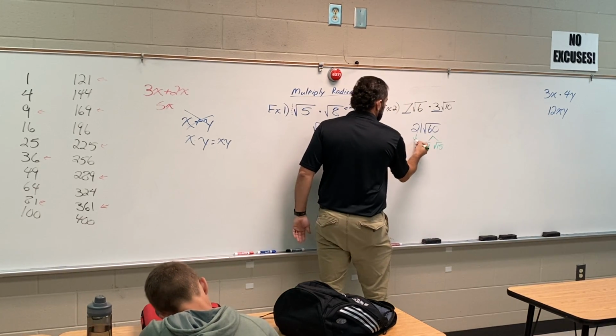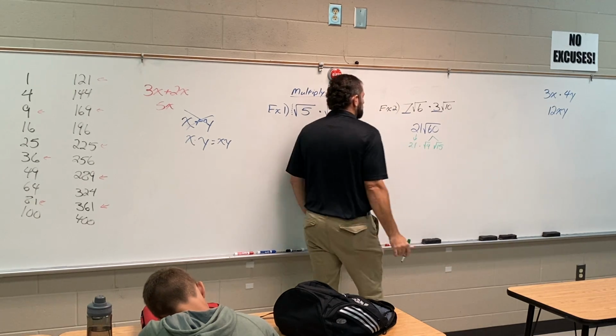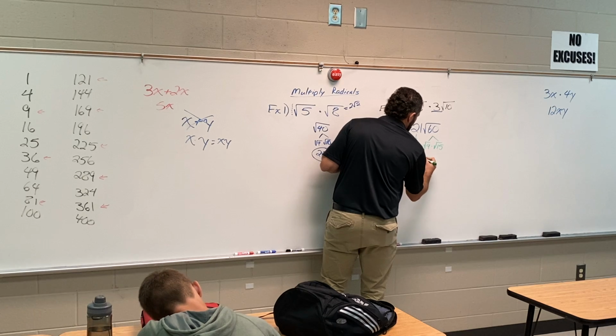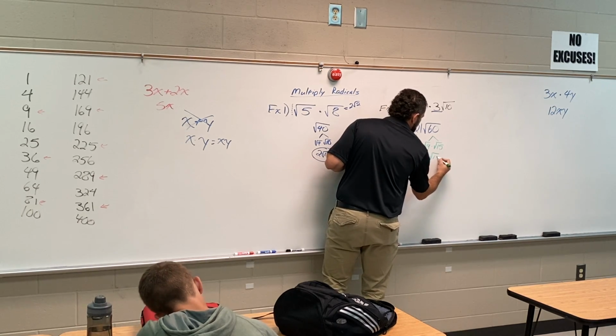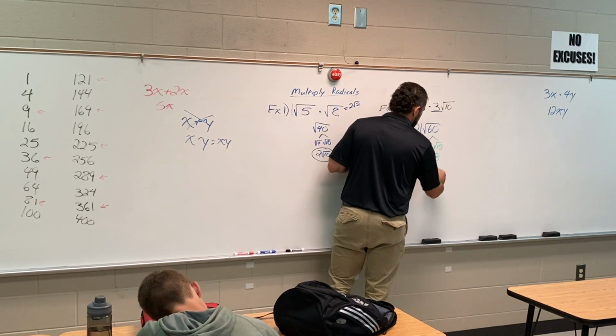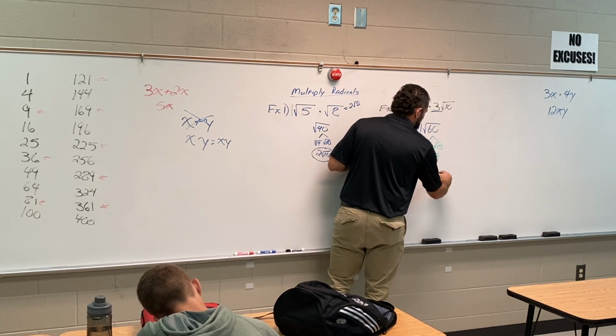Alright, bring down this 21, don't forget about it. So it's going to be 21 times 2 times the square root of 15, which would give me 42 square root of 15.